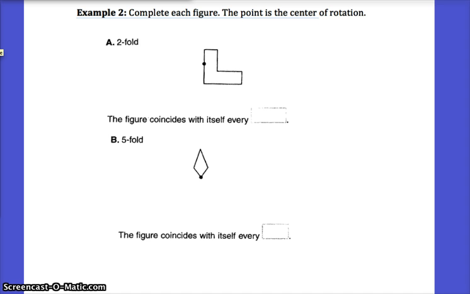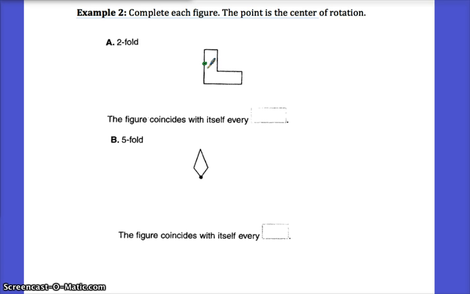Let's look at some examples of rotational symmetry. We're going to practice trying to draw rotational symmetry. Remember, like the video I showed you, it's going to rotate around in a circle. The point that's the center is called the center of rotation. So the point they're giving us is the center. We're going to rotate this so that it has two-fold, or an order of two.